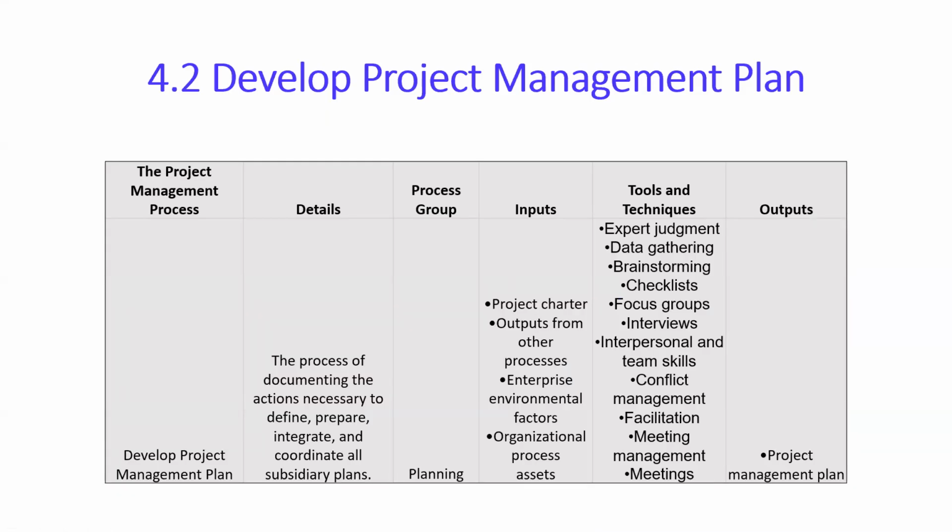So how do you develop project management plan? So you take the input from project charter, output from other processes. That's the other 9 knowledge area plans, enterprise environmental factors, organizational process assets. So these are the inputs, tools and techniques. Now, so many people are coming, so many planning has to be done. Expert judgment, data gathering, brainstorming, checklist, focus group, interviews, interpersonal team skills, conflict management, facilitation, meeting management, meetings. All these will be done finally to make the project management plan. Okay, so that's about how you build a project management plan.